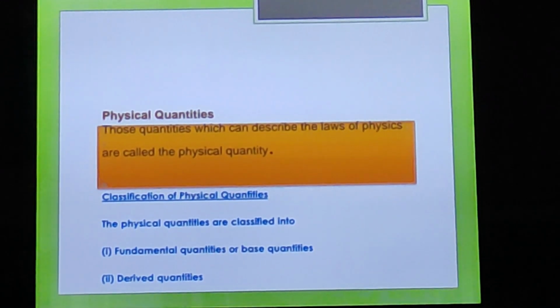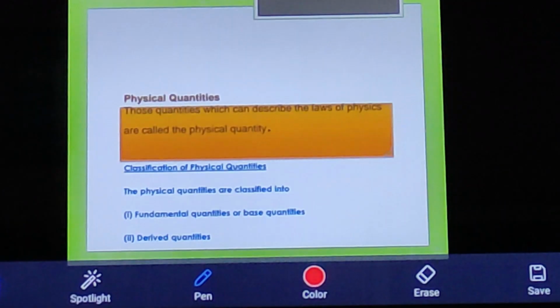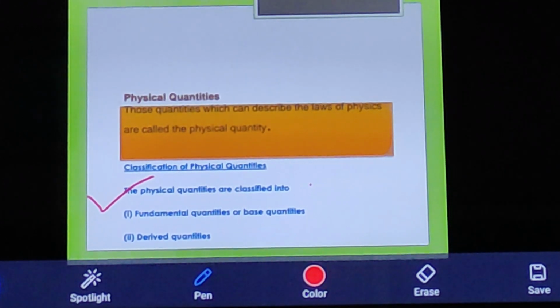Classification of physical quantities. All these physical quantities can be classified into the following two categories. The first one is the fundamental quantities, or the base quantities. And the next one is the derived quantities.